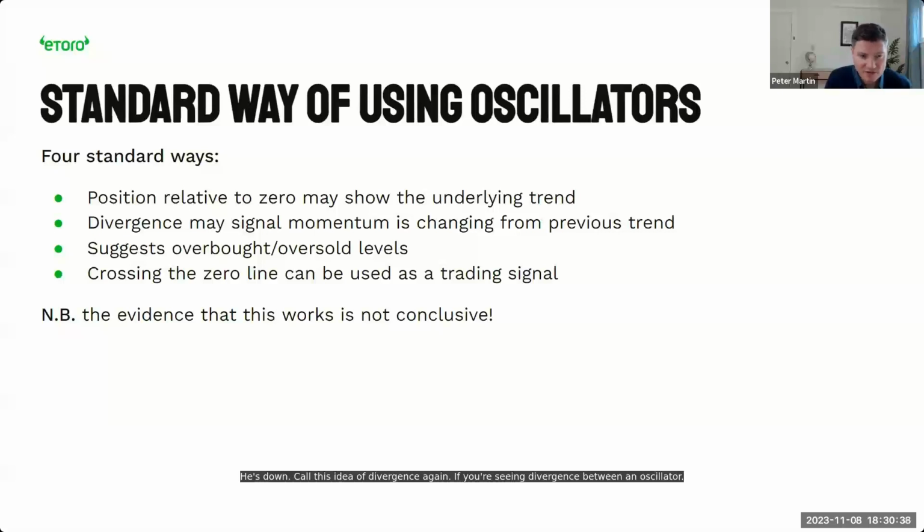Got this idea of divergence again. If you're seeing divergence between an oscillator and what you're seeing in price, then it may signal that momentum is changing from the previous or existing trend.